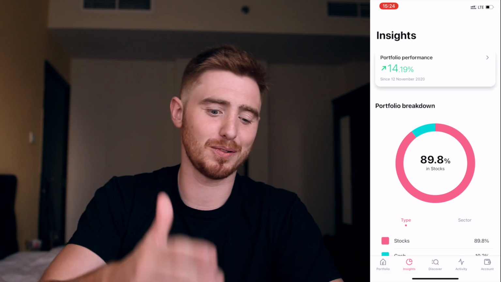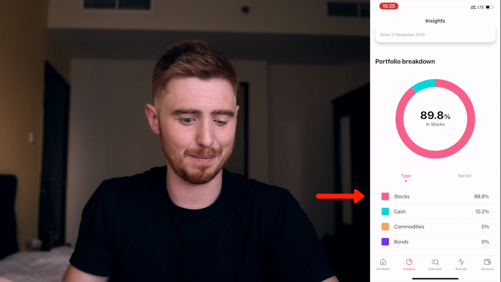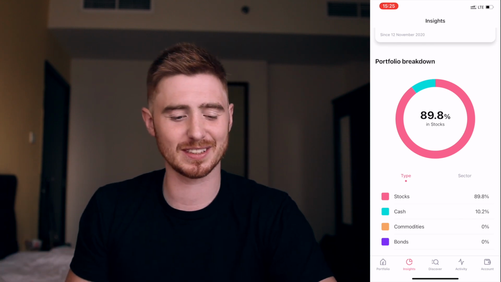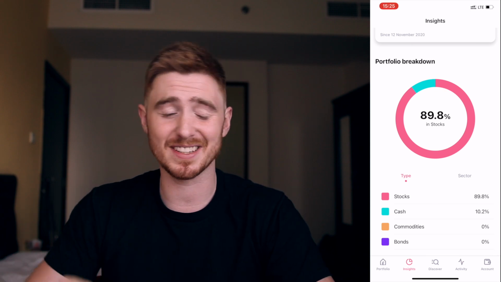This will show your portfolio performance and your portfolio breakdown. First of all, portfolio breakdown: stocks 89.8%, cash 10%, commodity 0, bond 0. I'm all cash or stocks. I always suggest you have at least 10% cash, so when we see those crashes, we buy.